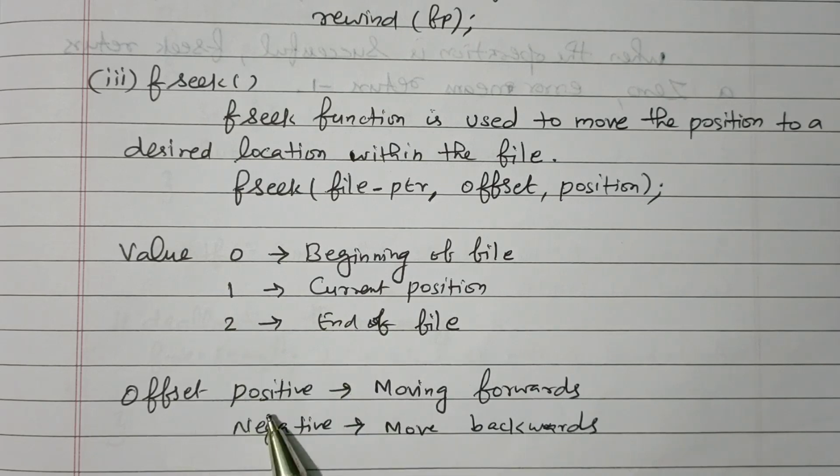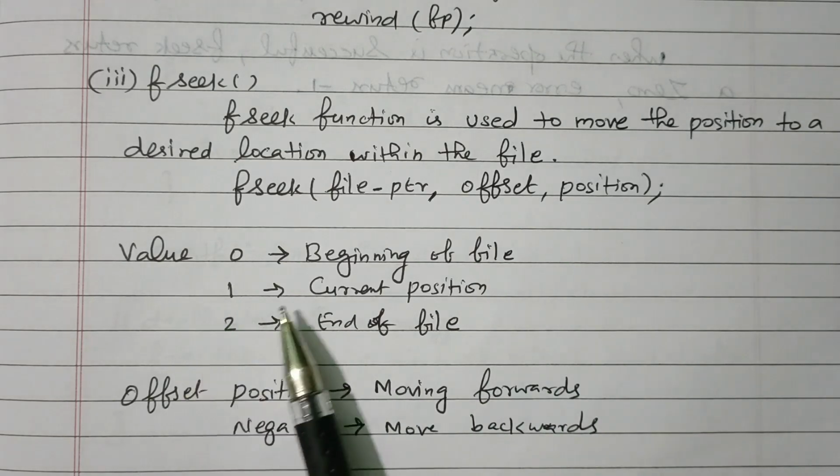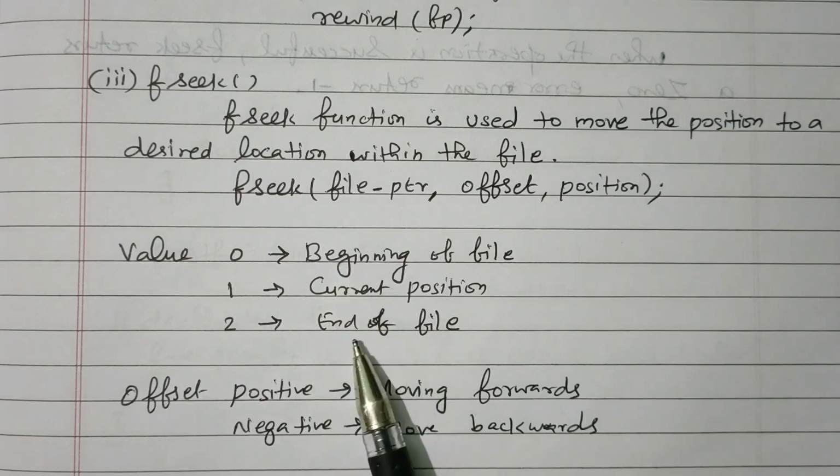What is the offset? Positive means moving forwards. Negative means moving backwards. So according to the desired location, we can go by using this. Offset gives moving forward or backward by using positive and negative. These position values give either beginning of the file, end of the file, or current position.